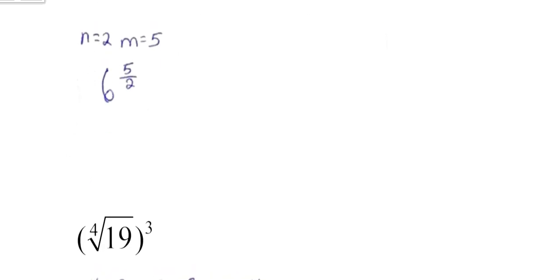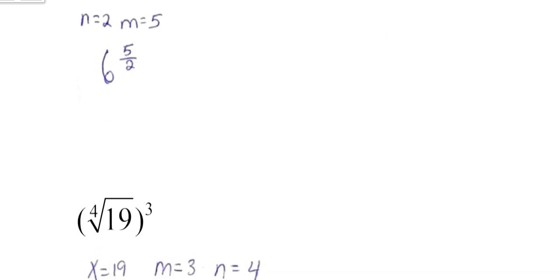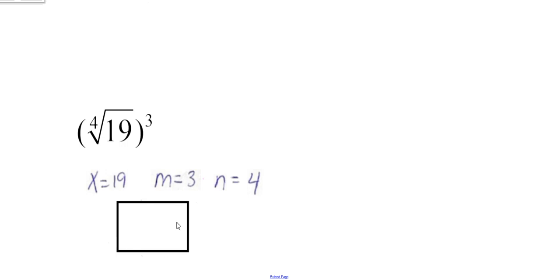In this case here, my x value is 19, my m is 3 because it's my exponent, my n is 4 because it's my index, and I'm going to wind up with an answer of 19 to the power of 3 over 4. Remember, it's always m over n.